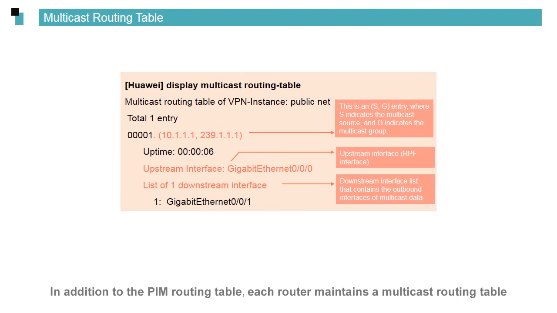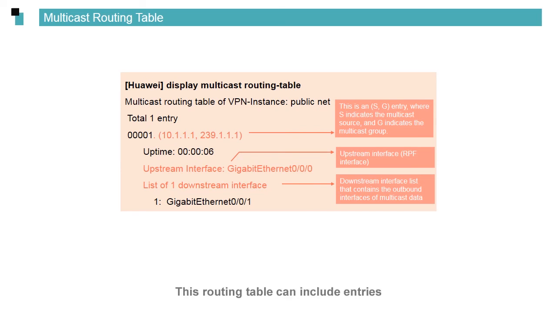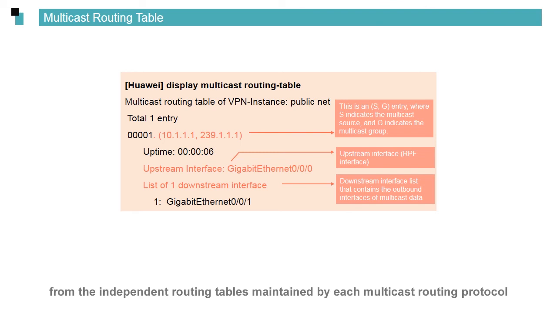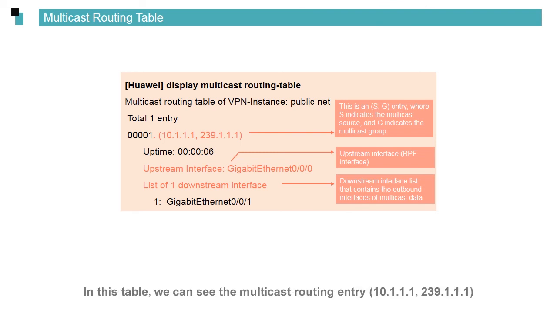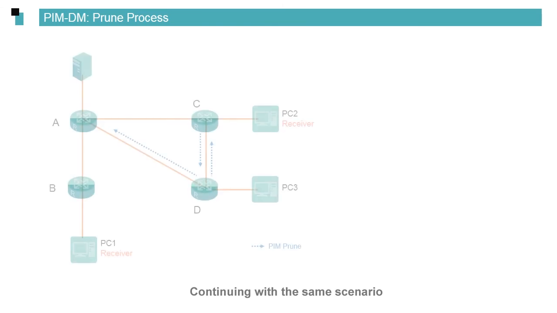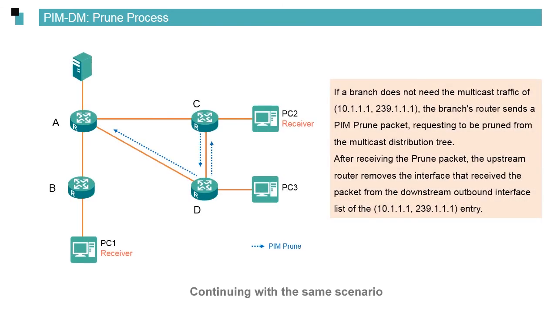In addition to the PIM routing table, each router maintains a multicast routing table. This routing table can include entries from the independent routing tables maintained by each multicast routing protocol. In this table, we can see the multicast routing entry (10.1.1.1, 239.1.1.1). Continuing with the same scenario, multicast traffic has now been flooded throughout the network.